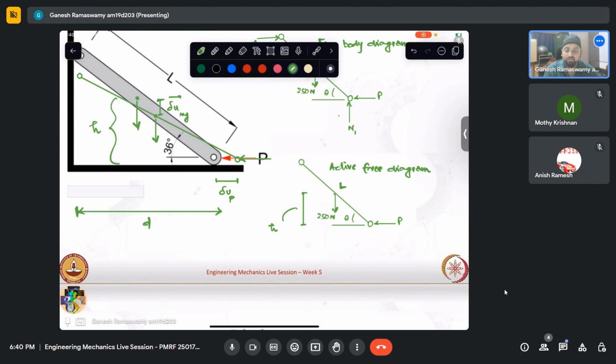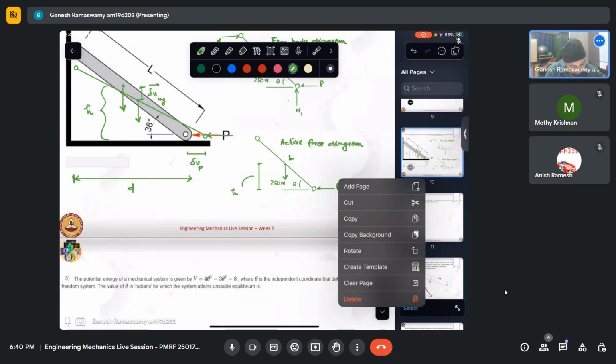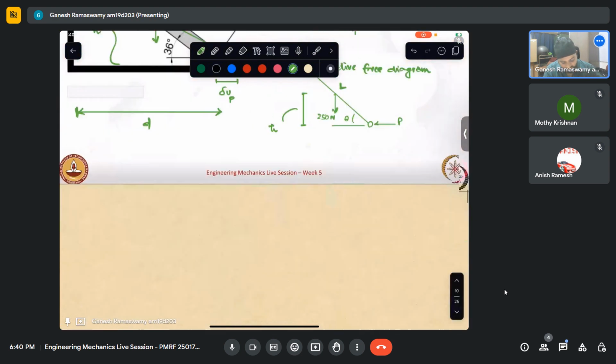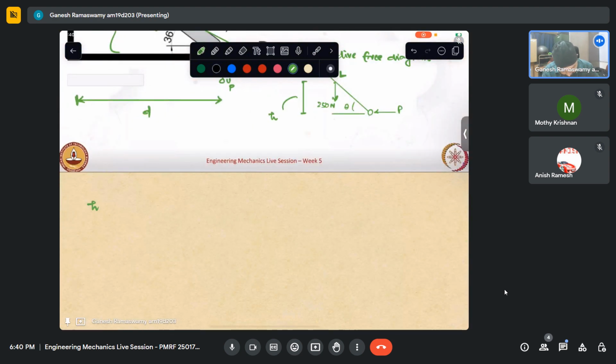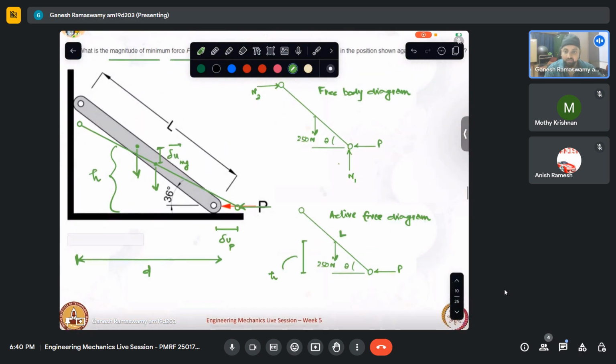So when we give a virtual displacement to H, mg will do some work. When we give a virtual displacement to D, force P will do some work. So let us see what that is. Now H, from our geometry, we can write H to be L by 2 sine theta. And we can write D to be L cos theta. I hope that is clear how we have written that. H is L by 2 sine theta and D is L cos theta.